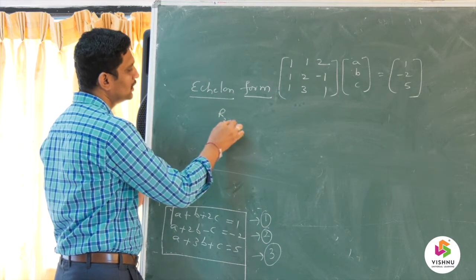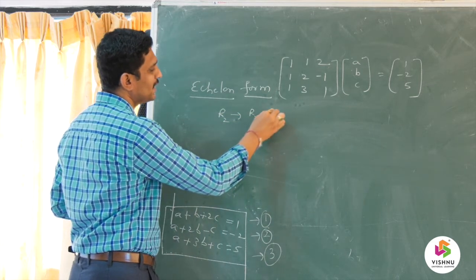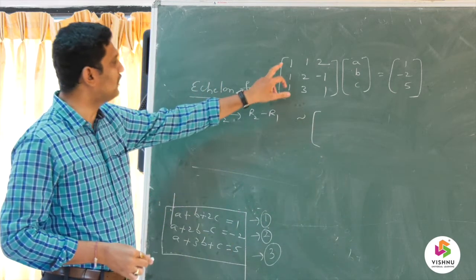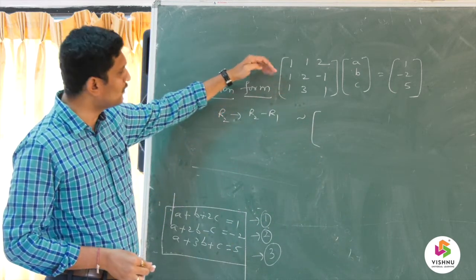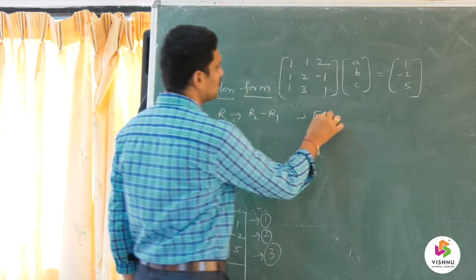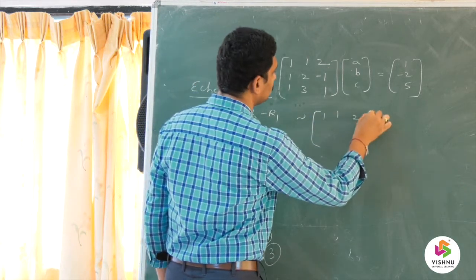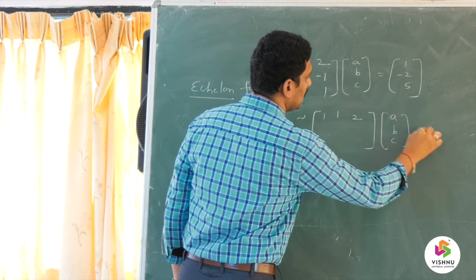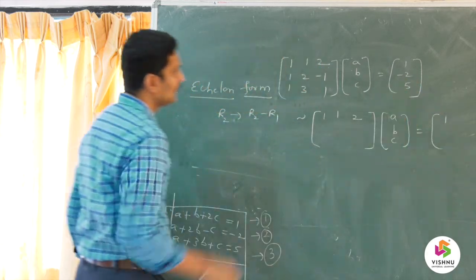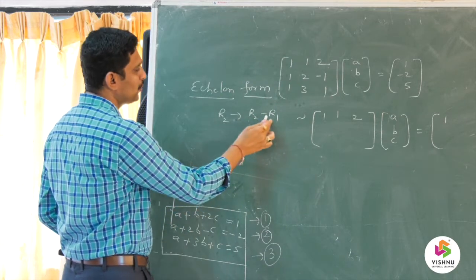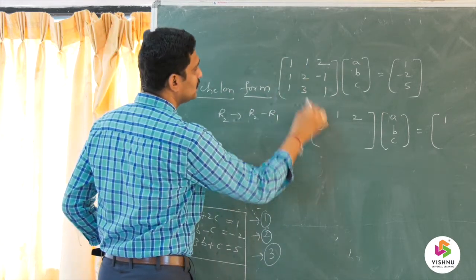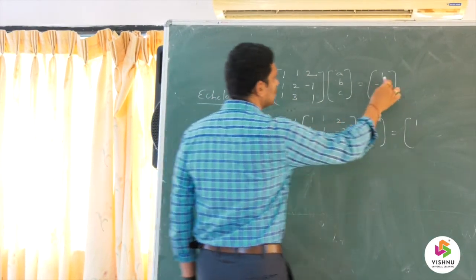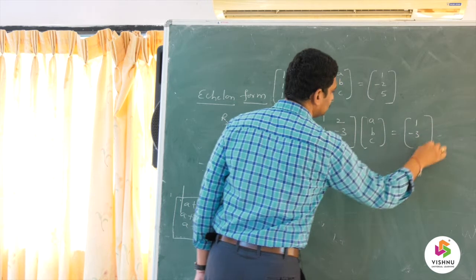So doing that, R2 tends to R2 minus R1. So this will be equivalent to... I am not changing the first row here, I am changing the rows from the second row onwards. So the first row will be as it is: 1, 1, 2. This will be A, B, C and this is 1 as well. So R2 tends to R2 minus R1: 1 minus 1 is 0, 2 minus 1 is 1, minus 1 minus 2 is minus 3. This is minus 2 minus 1 is minus 3.